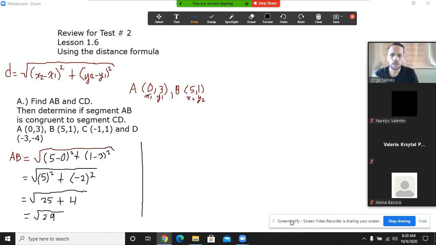So now, students, we're gonna do the same thing, but with the coordinates of CD, or the segment CD. So let's see it very quick.